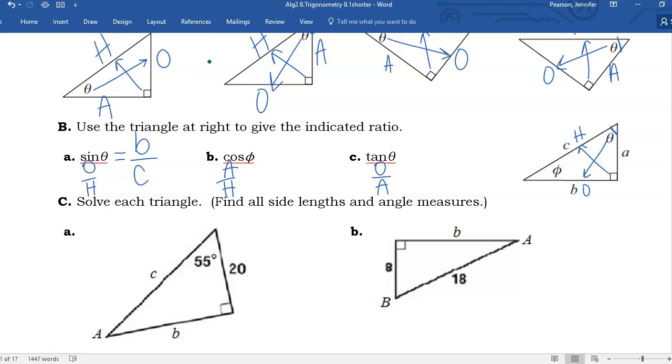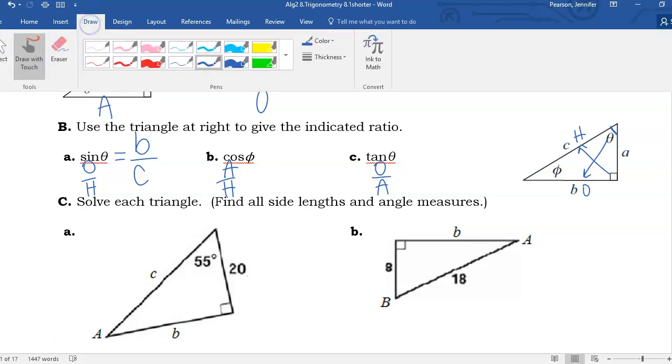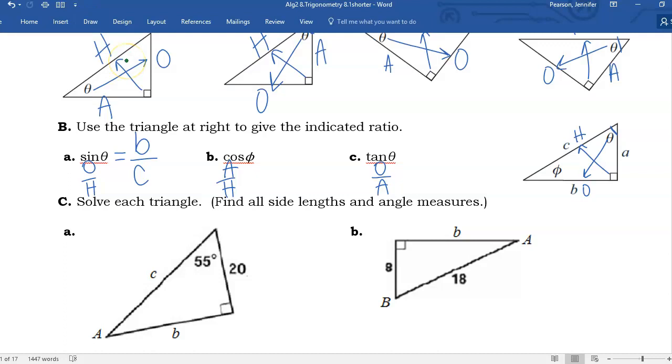Cosine of phi, a new Greek letter. For cosine, I need adjacent and hypotenuse. So from phi, I'm looking for the adjacent, that's the closest side. The hypotenuse doesn't move, so I only need B over C for adjacent over hypotenuse.